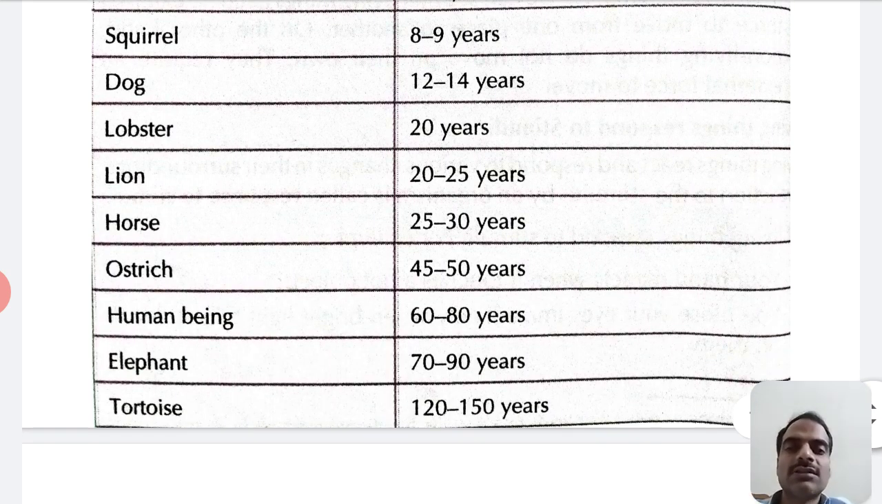Whereas when you look at the example of tortoise, it has a very long lifespan of around 120 to 150 years. Some trees live for even more years. Trees can live up to 400-500 years.